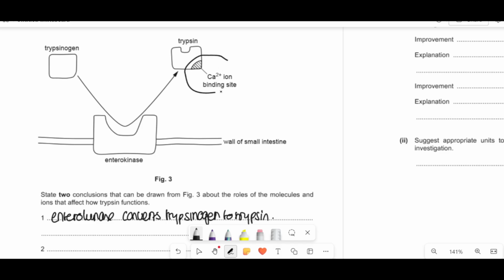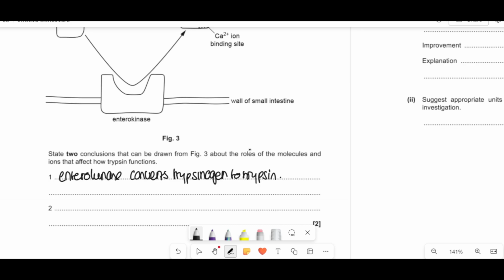But as well as that, now we have a Ca2+ binding site. Where else have we seen Ca2+ binding to things? For example, in muscles, we could see tropomyosin and troponin. It binds to those and then moves out of the way. So if there's a binding site here, then it must mean that it's acting as a cofactor. So Ca2+ can act as a cofactor.